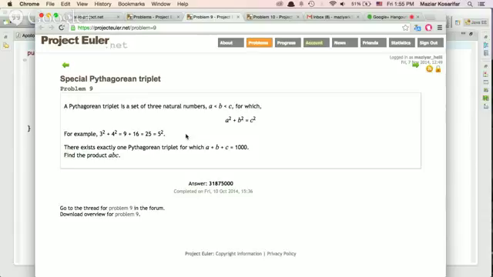And now it says that there exists exactly one Pythagorean triplet for which a plus b plus c is 1000. Find the product of a times b times c. So what we are supposed to do here is to find three integers that are Pythagorean triplets and at the same time have the sum of 1000.